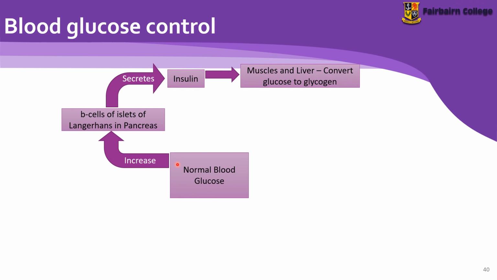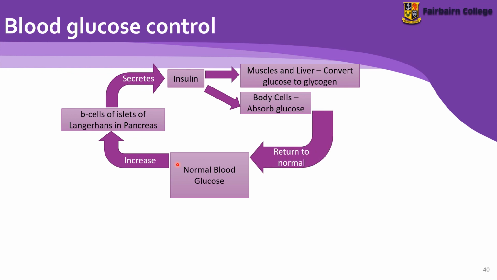It will stimulate the conversion of glucose to glycogen in the muscles and the liver, and it will stimulate the absorption of glucose in our body cells. Both of these will cause the glucose levels to return back to normal, which will be detected by the beta cells, which will inhibit the secretion of insulin, meaning the homeostasis has been restored.